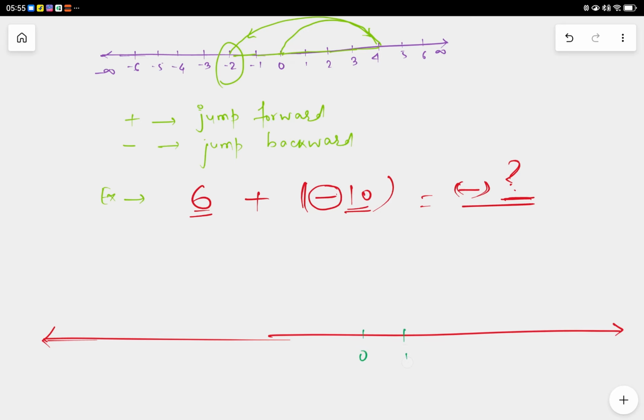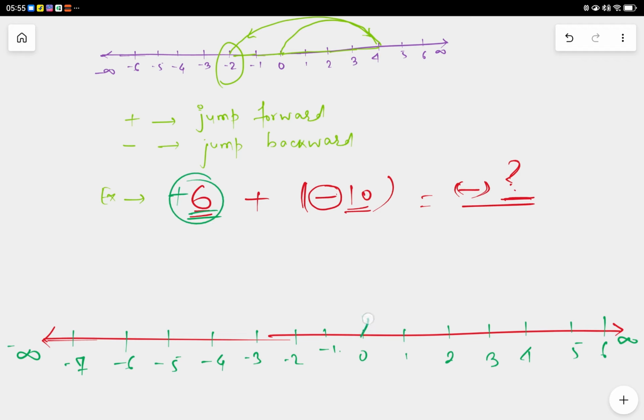Zero, 1, 2, 3, 4, 5, 6, -1, -2, -3, -4, -5, -6, -7, and infinity, minus infinity, plus infinity. Okay, so if we have to say this is +6, that means we have to jump forward. So we jump 6 units forward and we landed at 6.